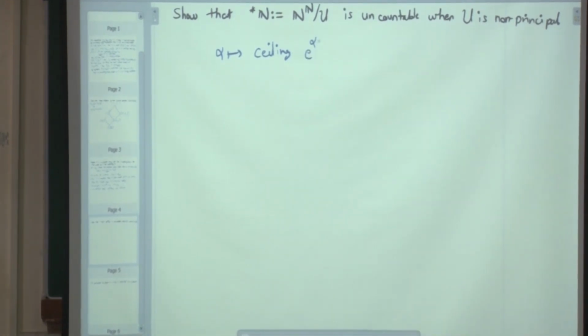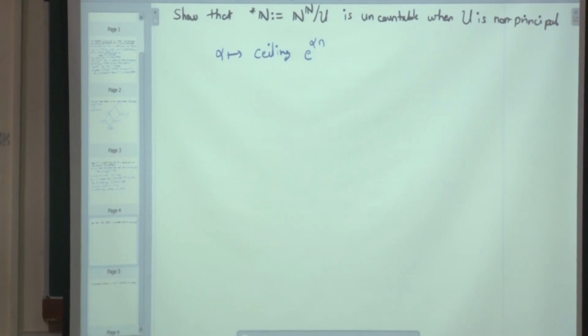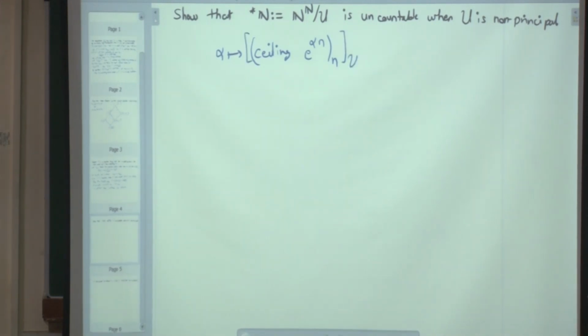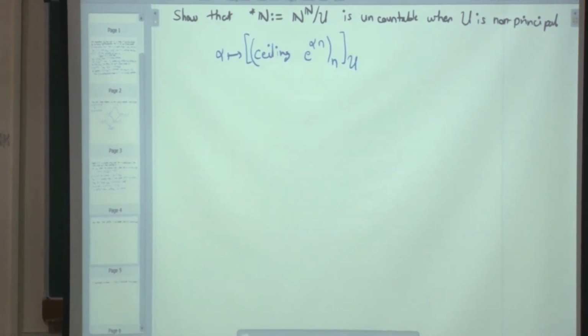Alpha multiplied by n. This is a function from the natural numbers, like that sequence, and then the equivalence class of that thing. How will you show something like this? Well, they all diverge. Eventually every term will be different.